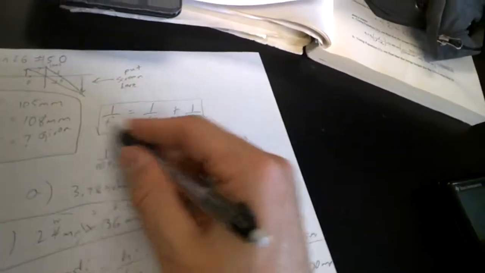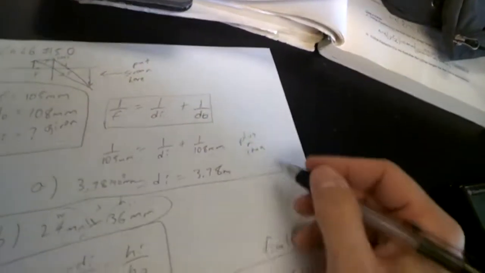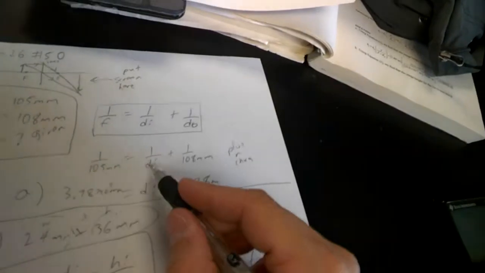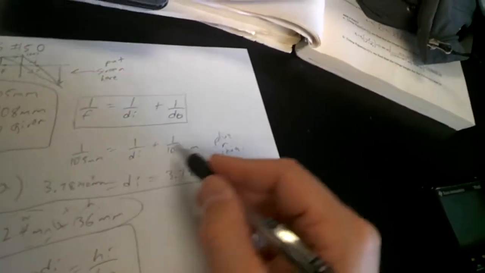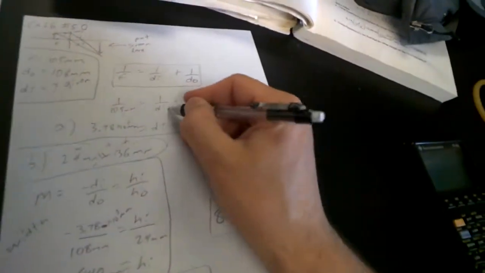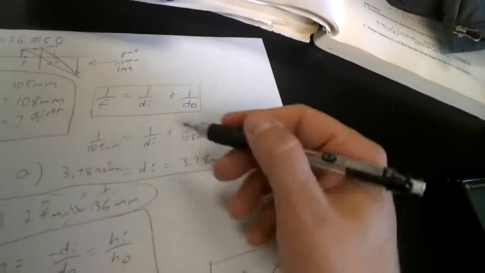And now we apply our 1 over F equals 1 over DI plus 1 over DO. And it is plug and chug. So we have 1 over 105 millimeters, that's the focal length, equals 1 over DI, that's what we're trying to find, plus 1 over 108 millimeters. And when you solve for the DI, if you had this set up, just make sure that you're actually solving for DI and not 1 over DI.